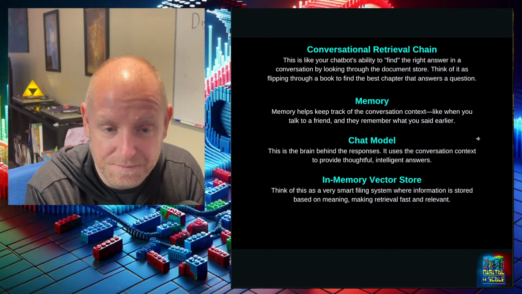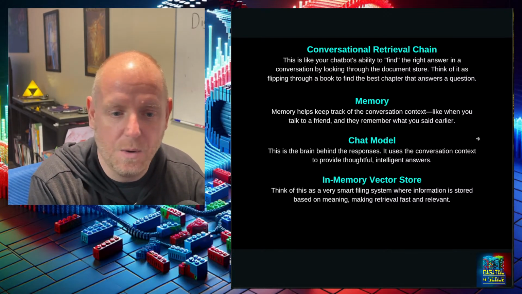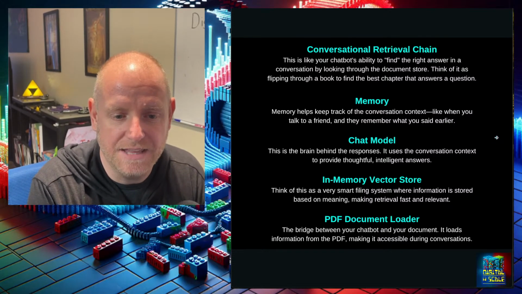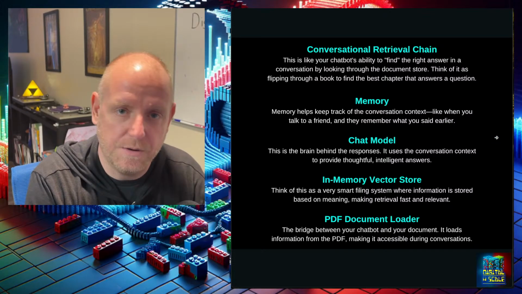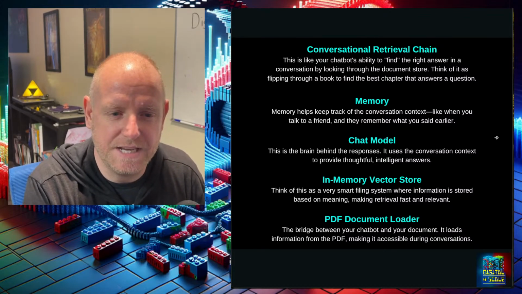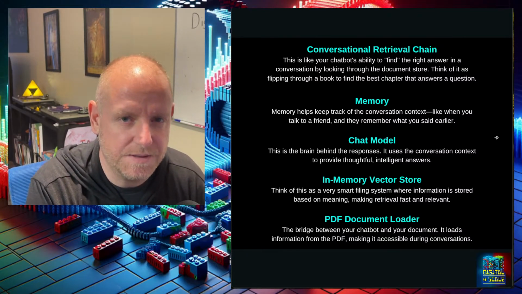You have the chatbot model, so this can be OpenAI, this can be Anthropic, it can be your own model if you know how to train one. And you have an in-memory vector store. This is like the Dewey Decimal System. This is like how those files are stored and cataloged. And then you have the PDF loader, how it's getting that information in there. So these are the basic building blocks that you can use for a lot of different things.